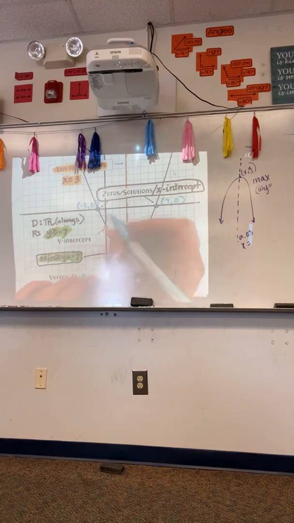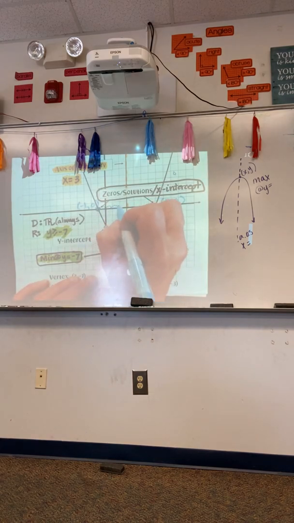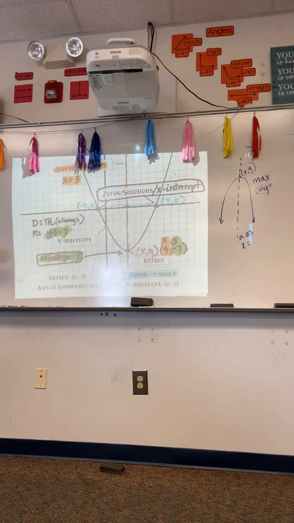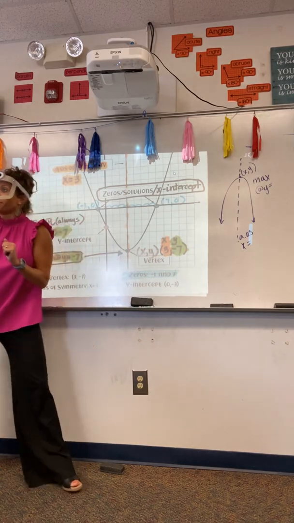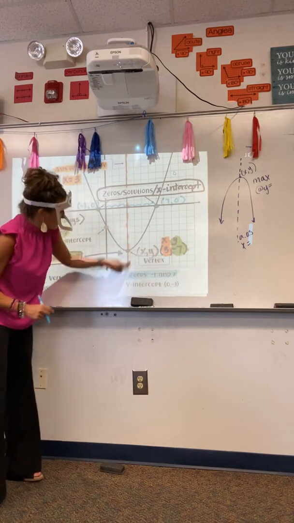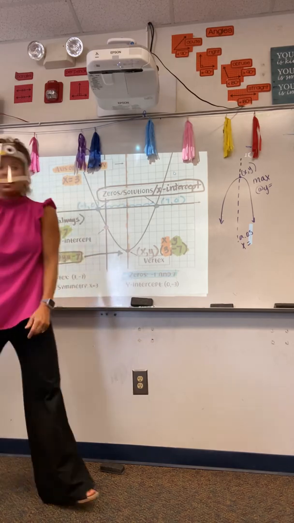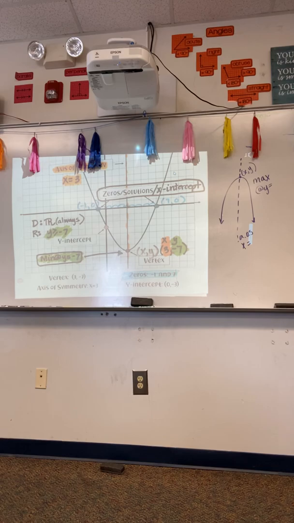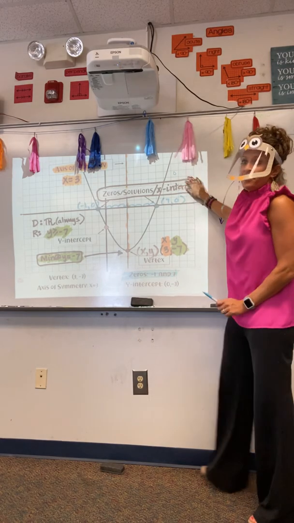So I'm just going to draw that in so I can see that if I just count evenly to the middle, between my two x-intercepts, that's where my line of symmetry is. That's where my vertex is going to be, somewhere on that line of symmetry. Okay? So all of that's kind of cool. So what we're going to do is concentrate on this today.